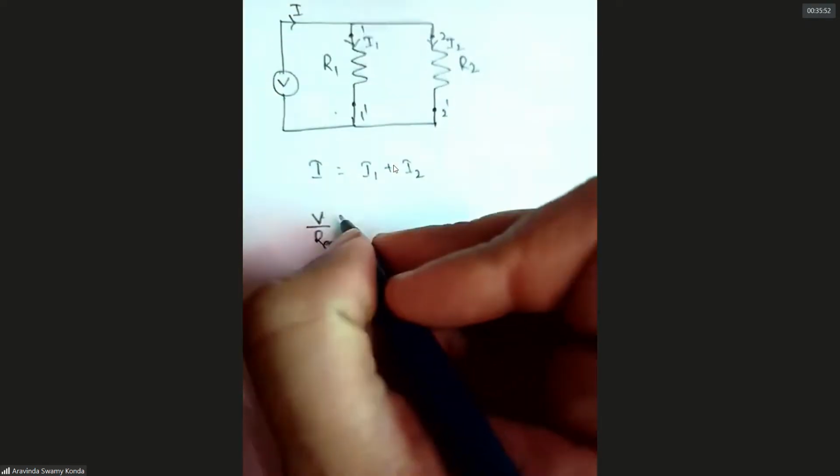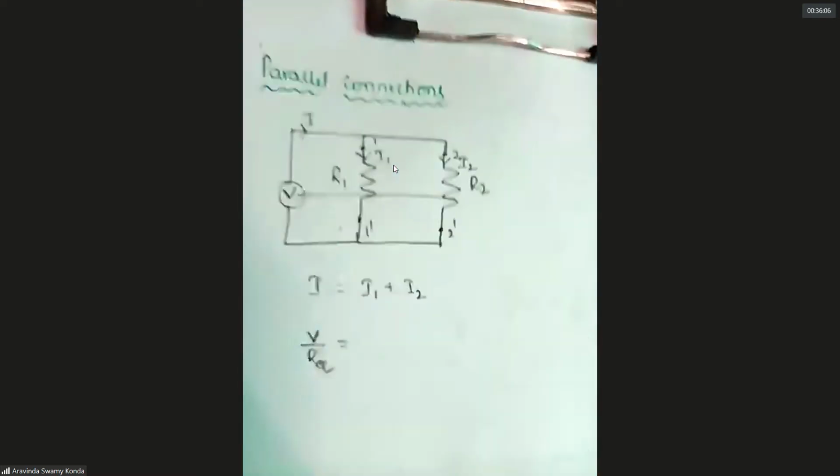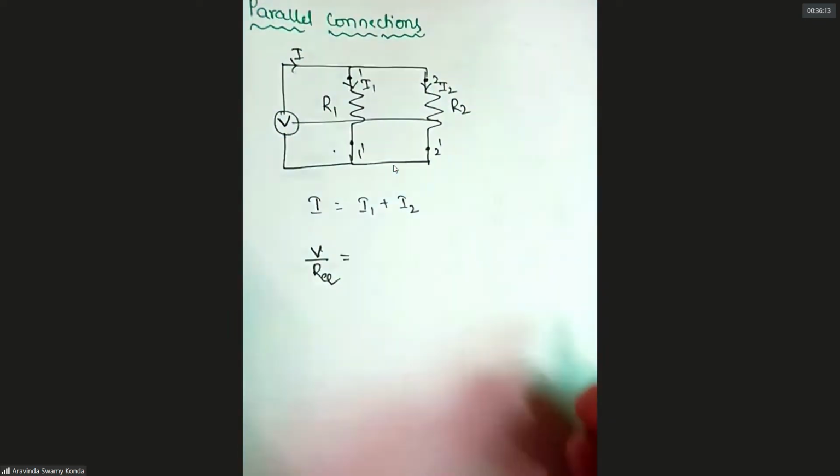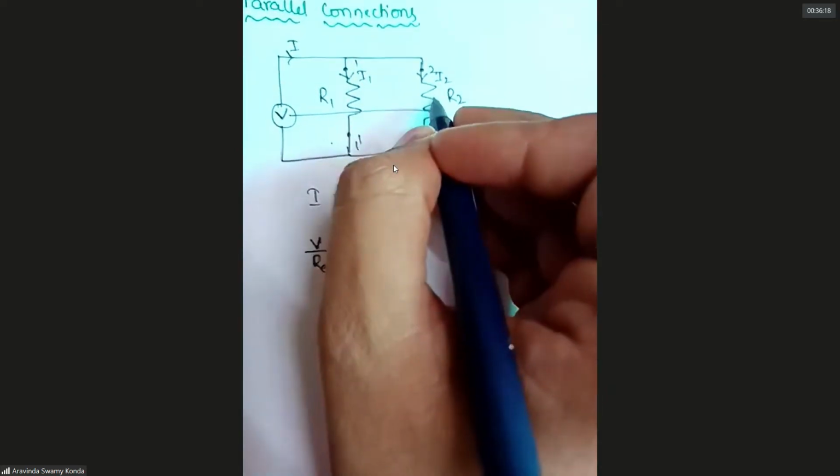So what is I1? I1 is the voltage across R1 by R1. What voltage? Since it is parallel, it is the same voltage. So what is the voltage you are giving? The same. These are connected in parallel. Whatever is connected in parallel, all of their voltages are the same. So if we connect in parallel, the source voltage equals the drop across R1 and the drop across R2.